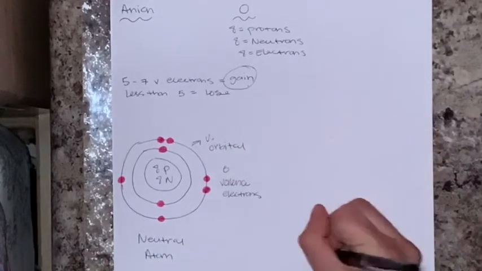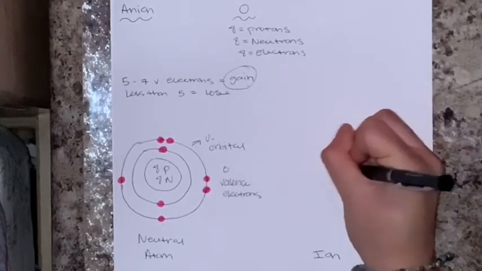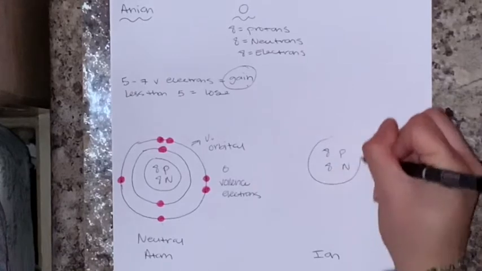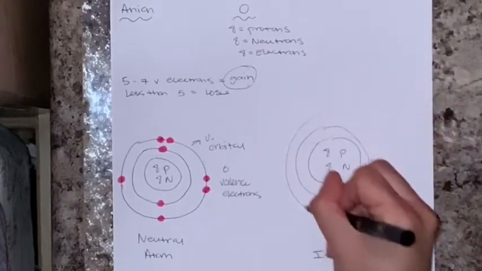I have the 8 protons and 8 neutrons in the nucleus. And so we're going to draw the first orbital and the second orbital.